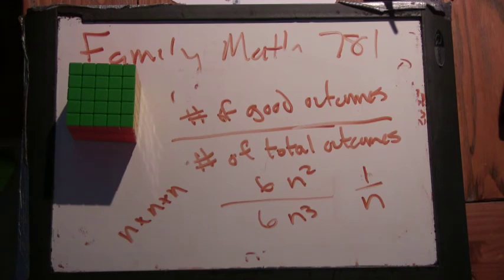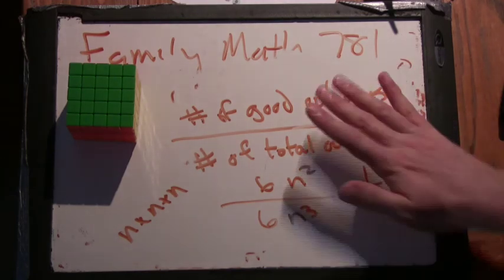So the good outcomes are just getting a red face. So we know how many red faces there are, and we know how many total faces there are. That's pretty cool, huh? Yeah. So this is always nice to remember on probability, the real basics of what you're trying to do on a finite probability problem.